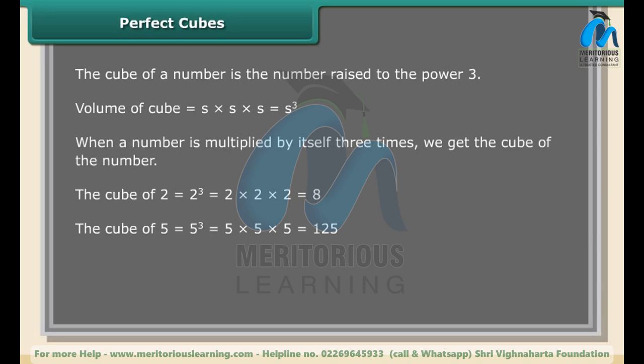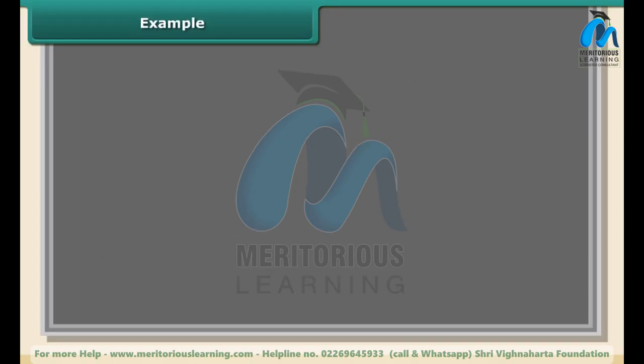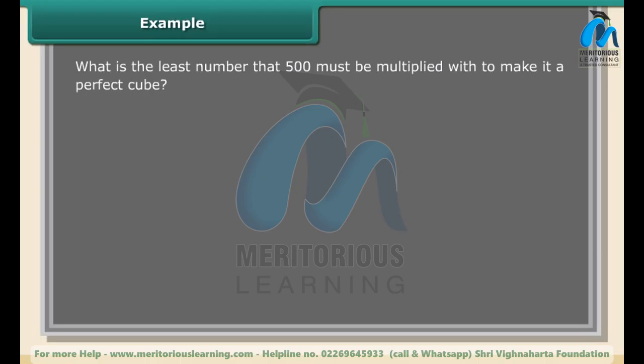8 and 27 are natural numbers which are cubes of natural numbers 2 and 3 respectively. Such numbers are called cubic numbers. Example: what is the least number that 500 must be multiplied with to make it a perfect cube?